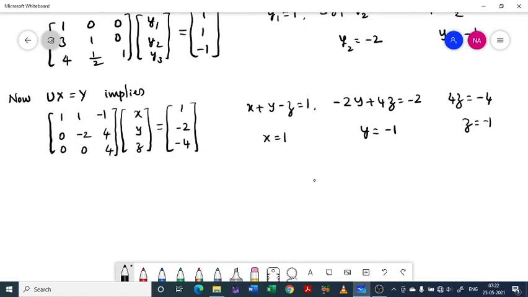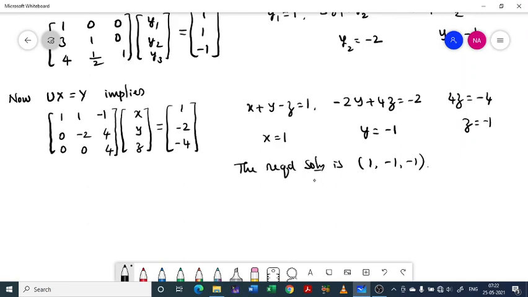The required solution is 1, minus 1, minus 1. Okay, so that completes the problem C.